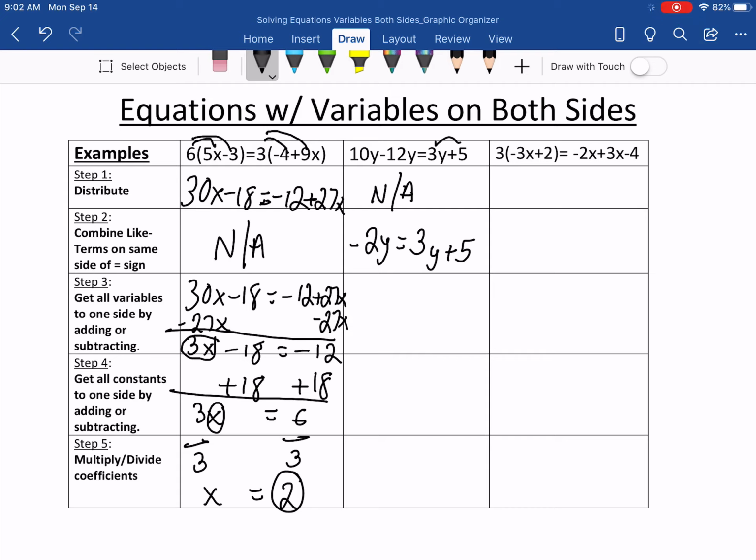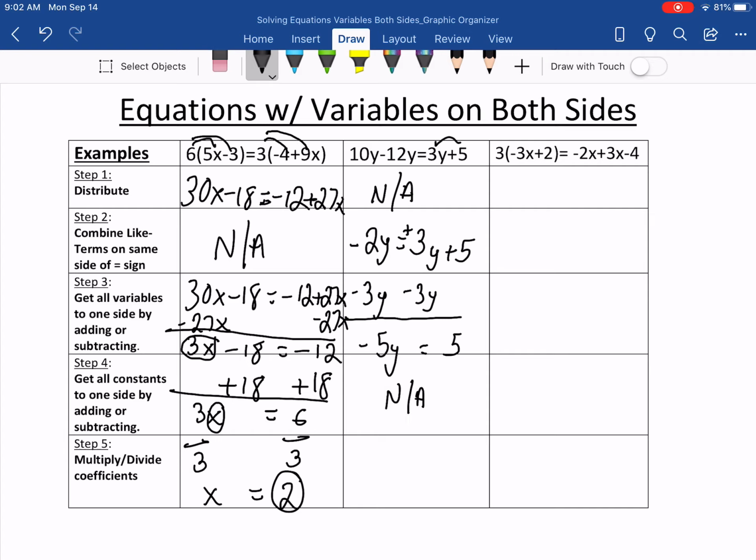Step 3, get all variables to one side by adding or subtracting. So I'm going to bring all the variables to the left by moving the 3y over. This is a positive 3y, so I'm going to subtract 3y from each side. So that gives us negative 5y equals 5. All right, step 4, get all constants to one side by adding or subtracting. So there's nothing that I can add or subtract to both sides.